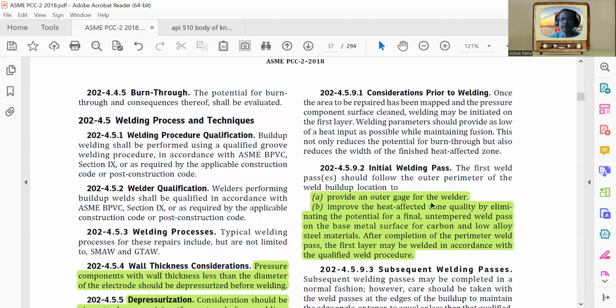The initial welding pass provides an outer gauge for the welder. It improves the heat affected zone quality by eliminating the potential for a final untempered weld pass on the base metal surface for carbon and low alloy steel material. After completion of the perimeter weld pass, the first layer may be welded in accordance with the qualified weld procedure.